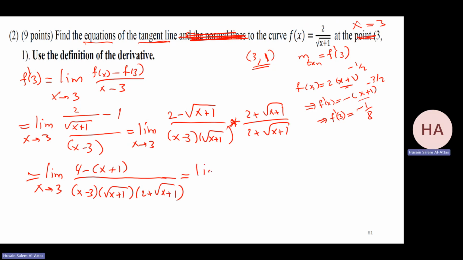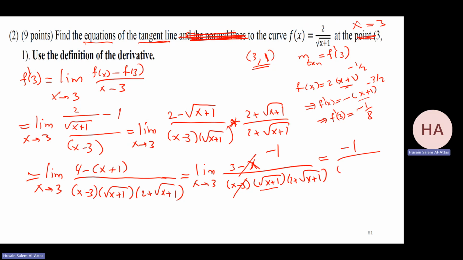And that will be what? The limit as x goes to 3. I have 4 minus 6 minus 1, that's 3 minus x over the same expression. This is cancelled. I have minus 1. Now I substitute. I have minus 1 over, this is 2, this is 2 plus 2, which is minus 1 over 8.